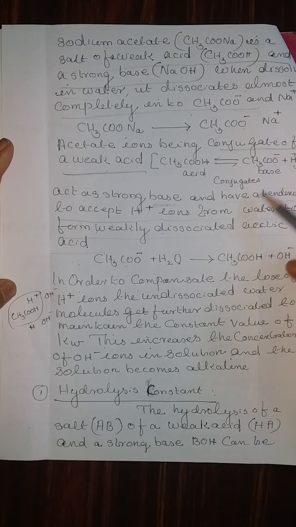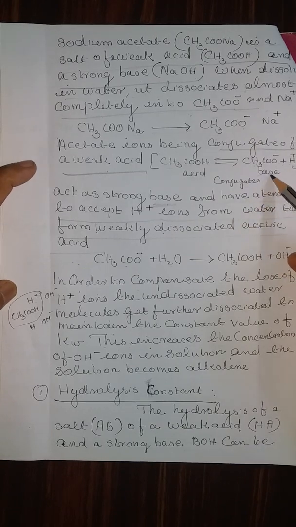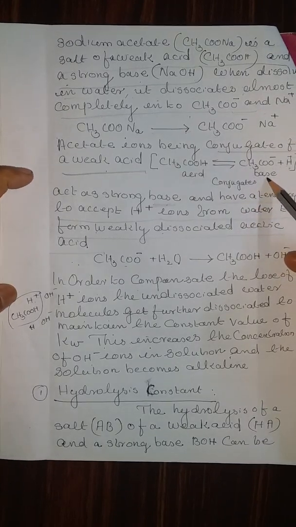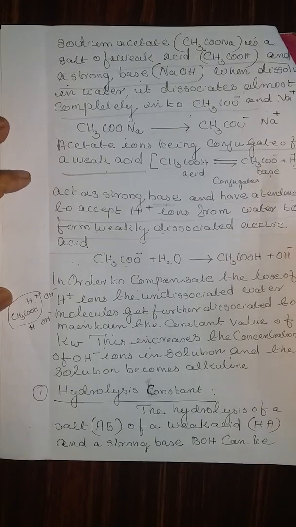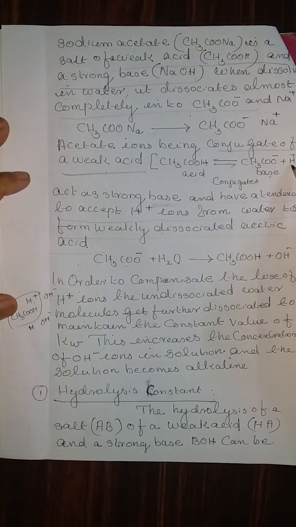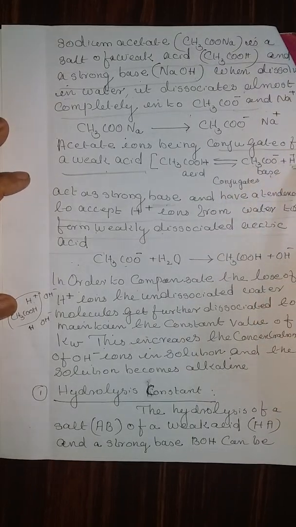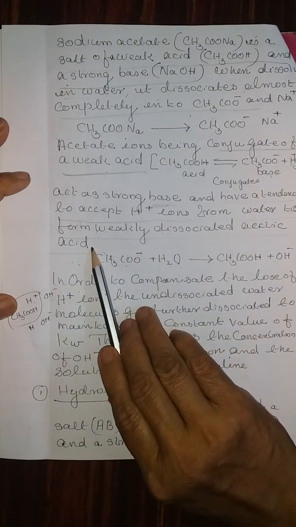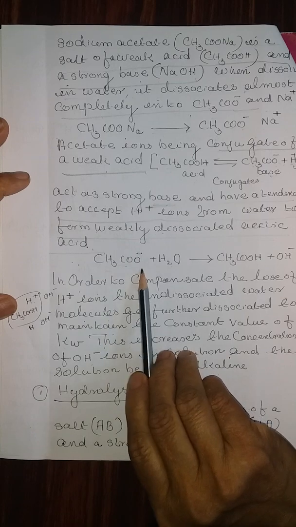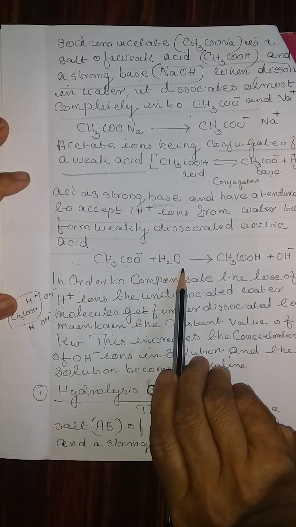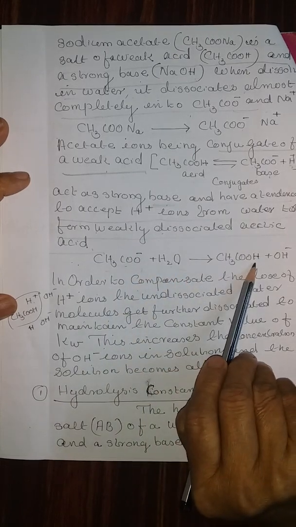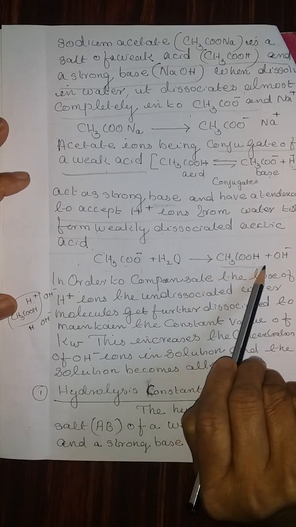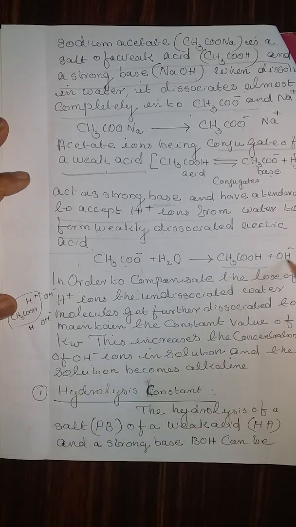Now, CH3COO- acts as a base, a strong base. Only bases can accept a proton. Therefore, CH3COO- accepts a proton and becomes weakly dissociated acetic acid. CH3COO- from the water accepts H+ and forms CH3COOH and OH-. Excess of OH- will be in the solution.